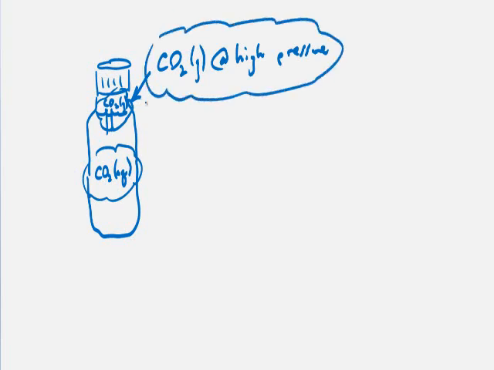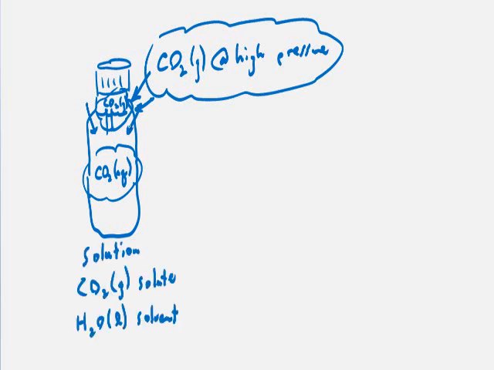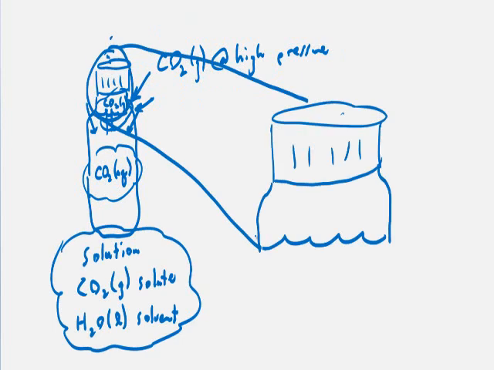The CO2 in that small space in a sealed bottle is under a very high pressure. It's that high pressure of CO2 that essentially forces the CO2 gas into the water to create the CO2 and water solution. Now in this solution, again, the CO2 gas is our solute, the water is the solvent.